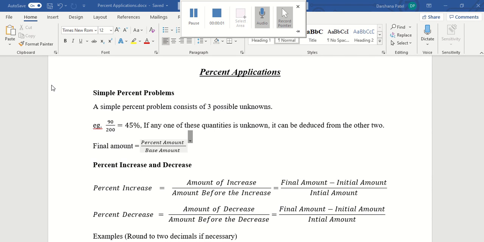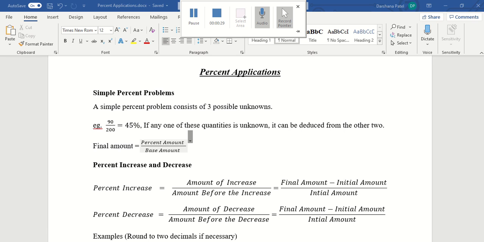Percent applications. Simple percent problems consist of three possible unknowns. For example, 90 divided by 200 equals 45%. If one of these three quantities is unknown, and if we are given the other two, we can easily find the third one by rearranging them. So the formula looks like this. Final amount equals percent amount divided by the base amount, or the original amount.